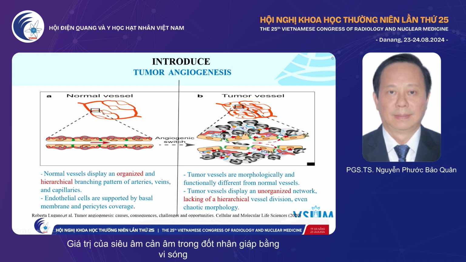You can see in this picture, in the normal surrounding tissue, the normal vessels display an organized and hierarchical branching pattern. Vice versa, the tumor vessels have a non-organized and less hierarchical distribution. They even have a chaotic morphology, particularly in hepatocellular carcinoma.